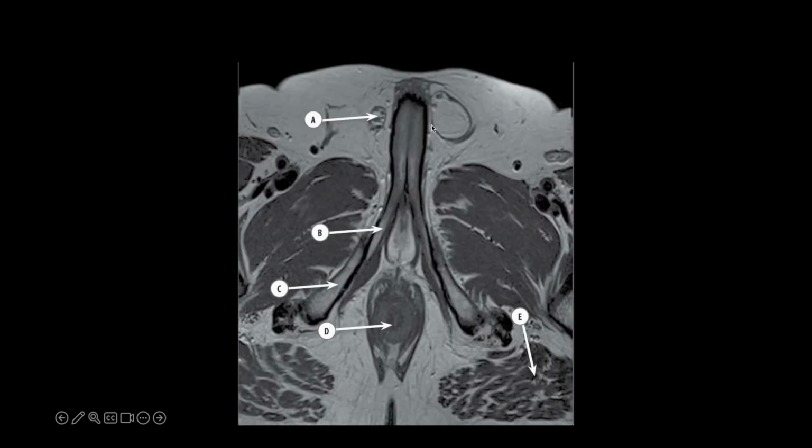Okay, so the final one is this. So A is your spermatic cord on the right. This is the spermatic cord on the left with a bit of fat which is herniated into this. So you just call this a small fat containing hernia in your reports.